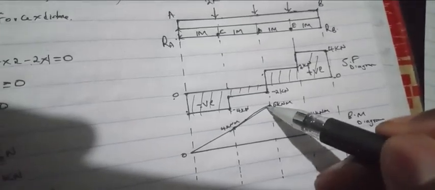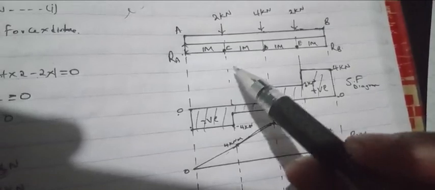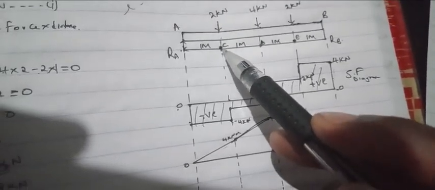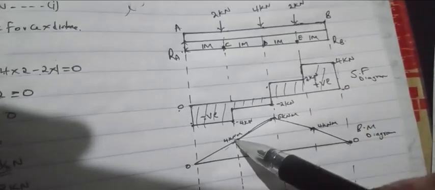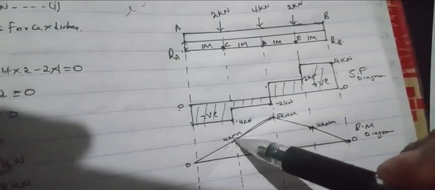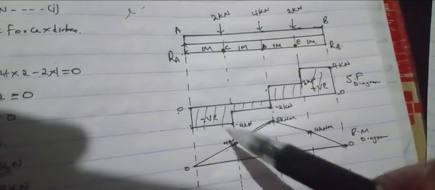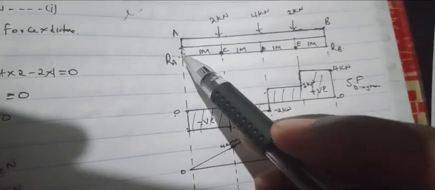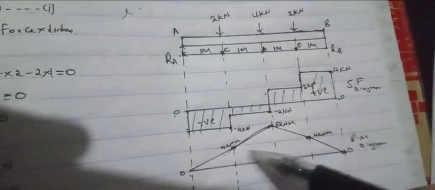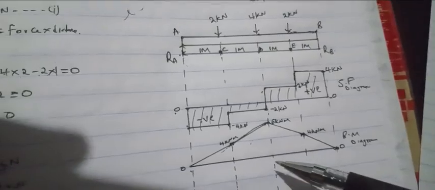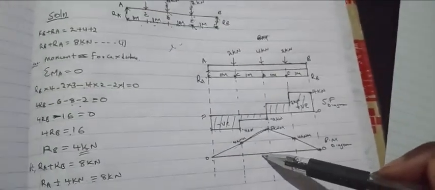Then we go downward because the bending moment at point C was 4 again. So we go back to 4. Then the bending moment at point A here was 0, so we go back down to 0. So this one is our bending moment diagram. As easy as that. Thank you.